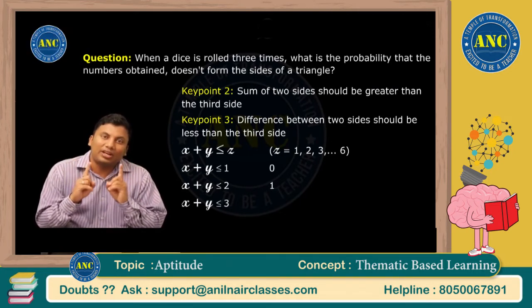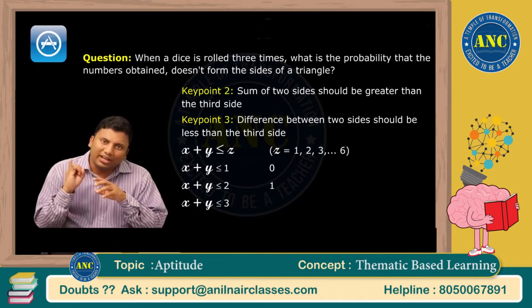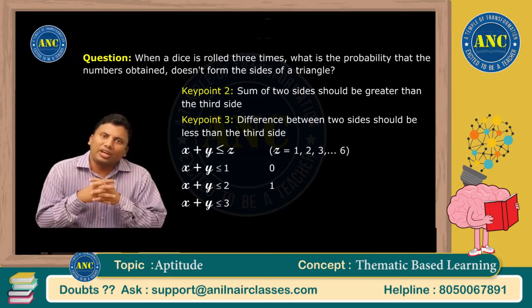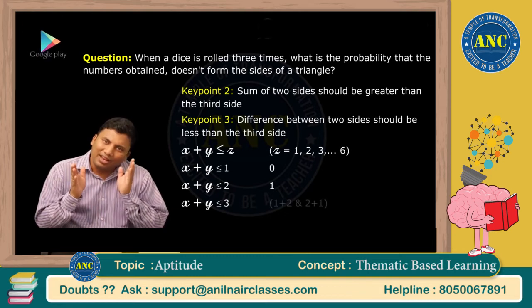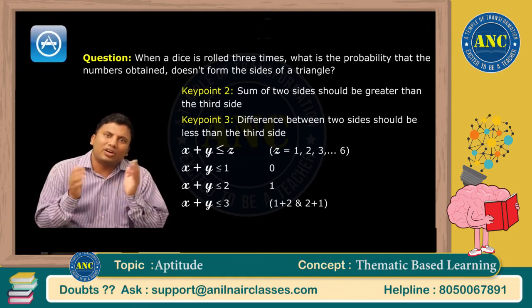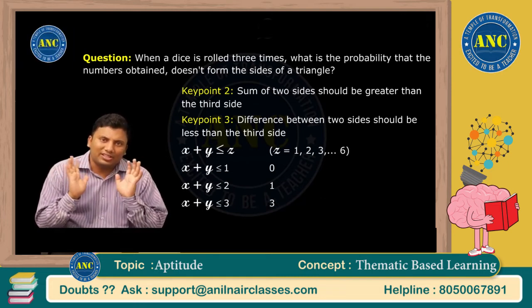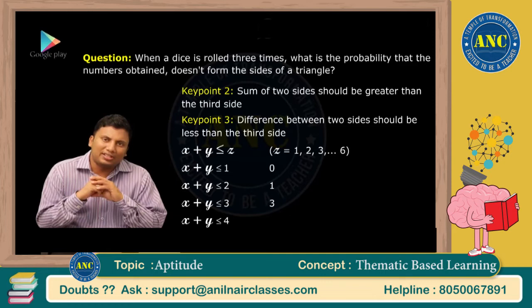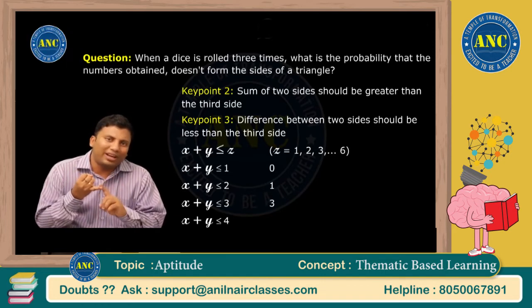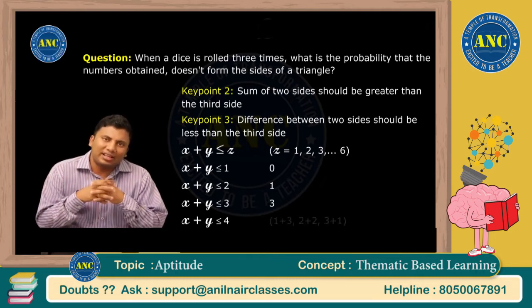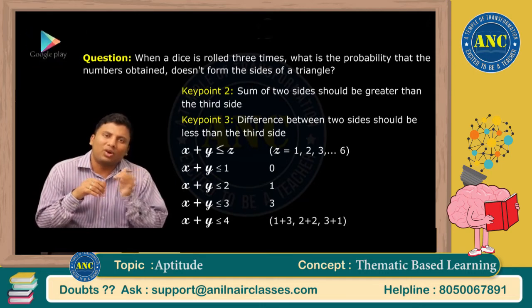X plus y less than or equal to 3 means you will get either 1 or 2 or 3. For 1 we got the answer 0. For 2 we got the answer 1. For 3, how many cases will I get? 1 plus 2 one case, 2 plus 1 another case. So for 3 I got 2 cases, for 2 I got 1 case. Now listen carefully. X plus y less than or equal to 4 means it can take 1, 2, 3 or 4. For 1 I got 0, for 2 I got 1, for 3 I got 2. For 4, how many cases will I get? 1 plus 3, 2 plus 2, 3 plus 1. Totally how many did I get? 3 plus 2 plus 1, which is 6.